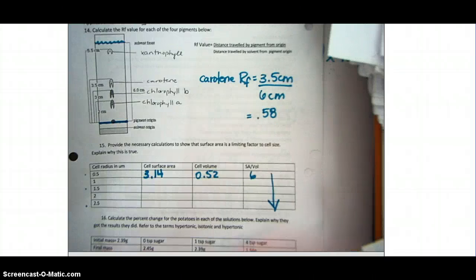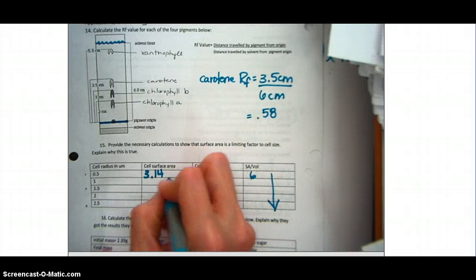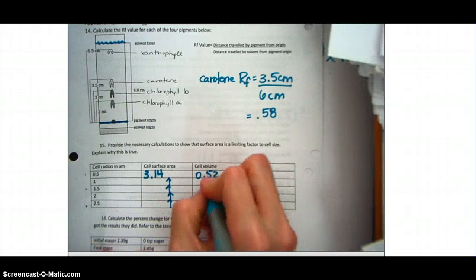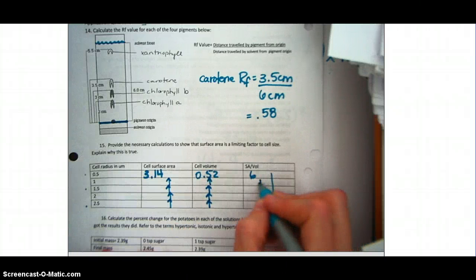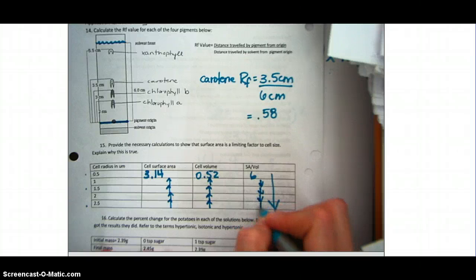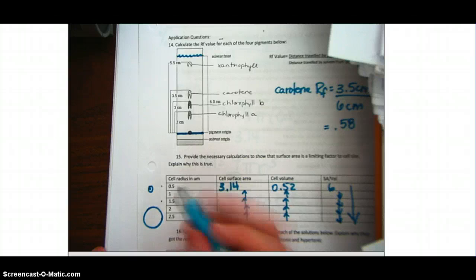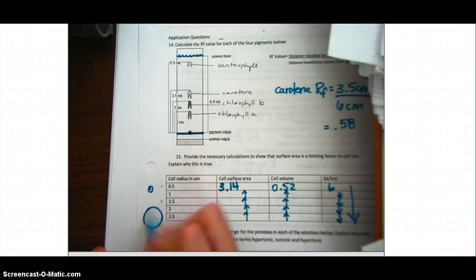As you do these calculations, you'll notice that the surface area to volume numbers go down. Okay. These numbers will go up, will increase. This will go up from 0.52. But this number will go down, this number will go down, and this will go down. And the reason why that happens is because from a small cell to a large cell, even though the surface area and volume have increased, the ratio of surface area to volume has decreased.